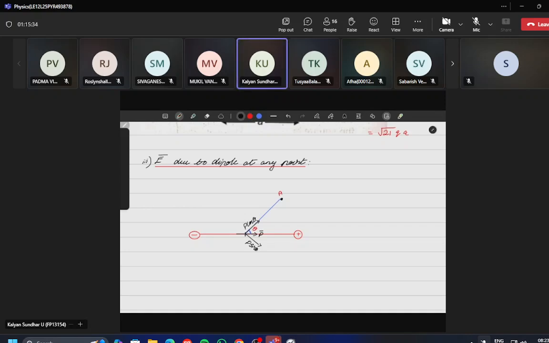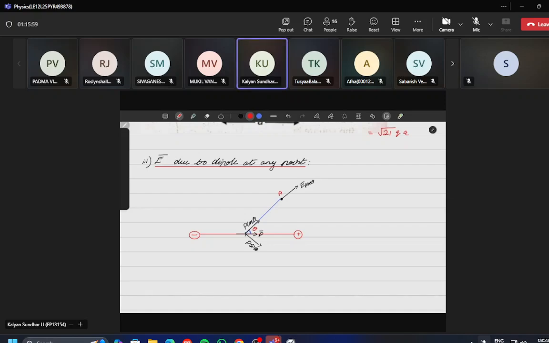Right? Now tell me, due to this p cos theta, how will the point be, axial or equatorial? Axial. Then at that place, how will the electric field be, away or towards? Which direction have I said? Dipole moment and your electric field will always be in the same direction. So this will be away like this. This is E due to p cos theta.